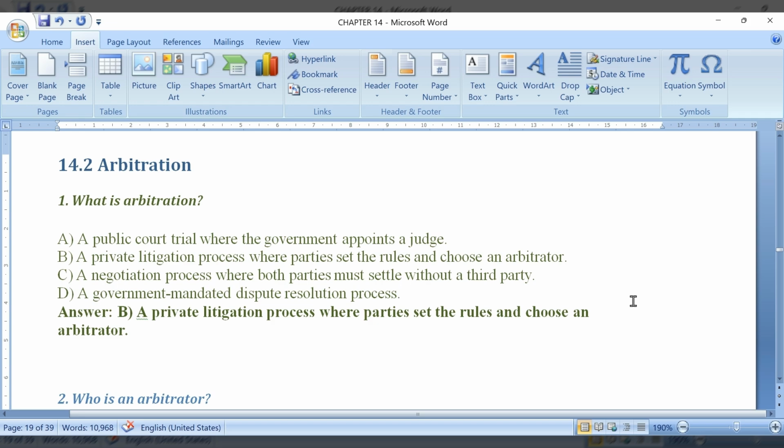Answer. B. A private litigation process where parties set the rules and choose an arbitrator.